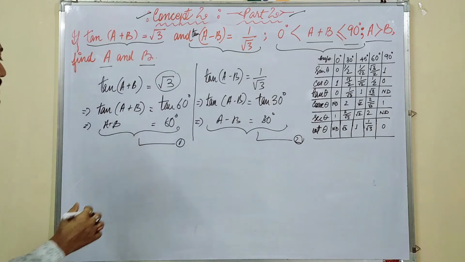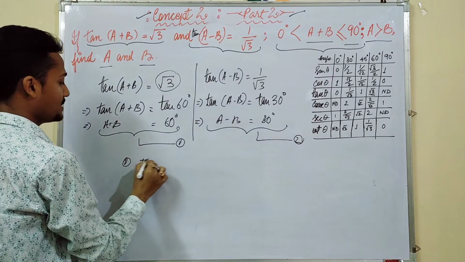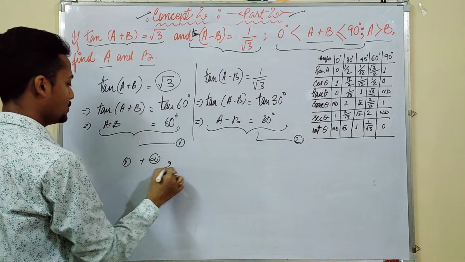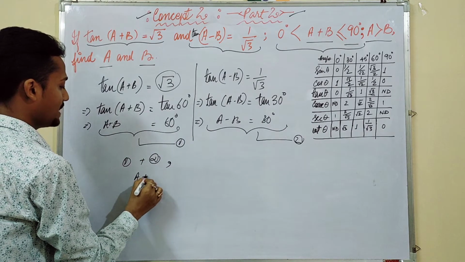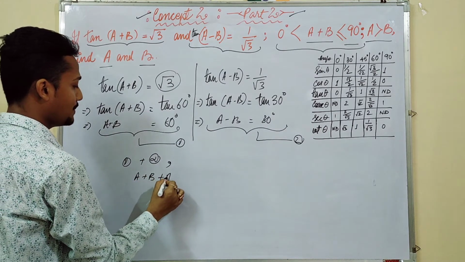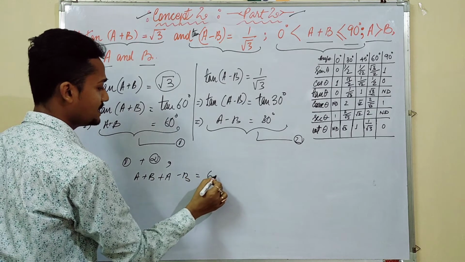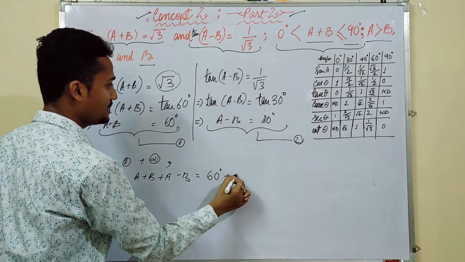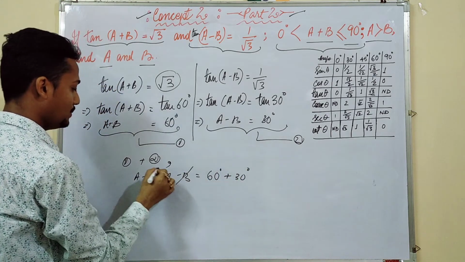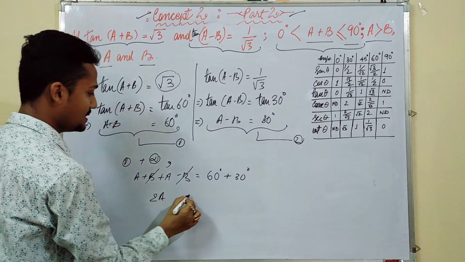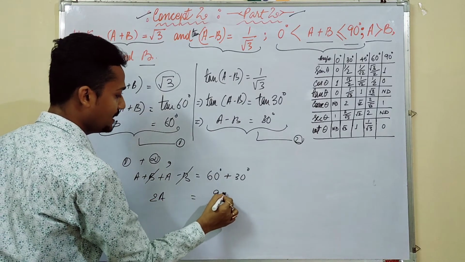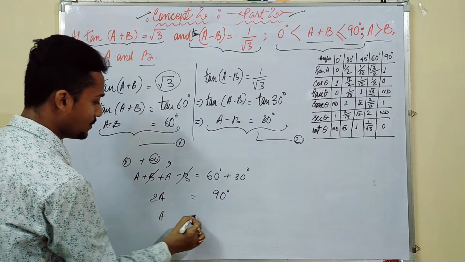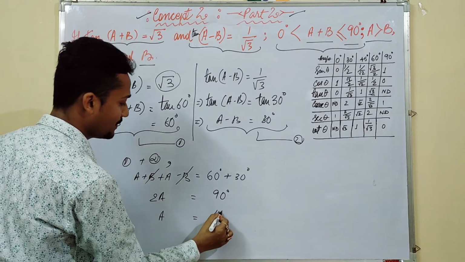Okay, so 1 plus 2, what do we get? A plus b plus a minus b is equal to 60 degree plus 30 degree. So b will be cancelled. Twice a is equal to how much? 90 degree. So a is equal to 45 degree.